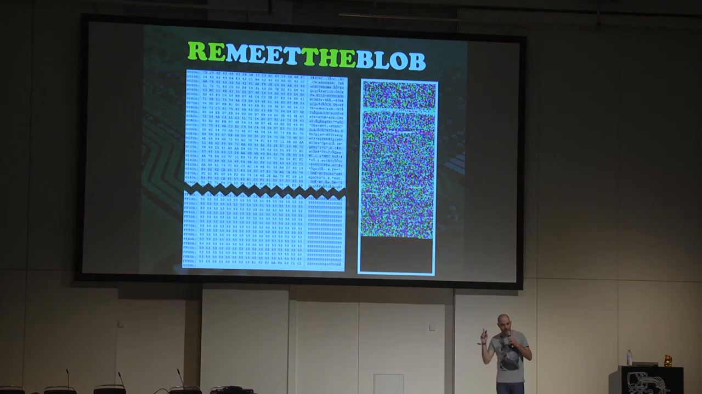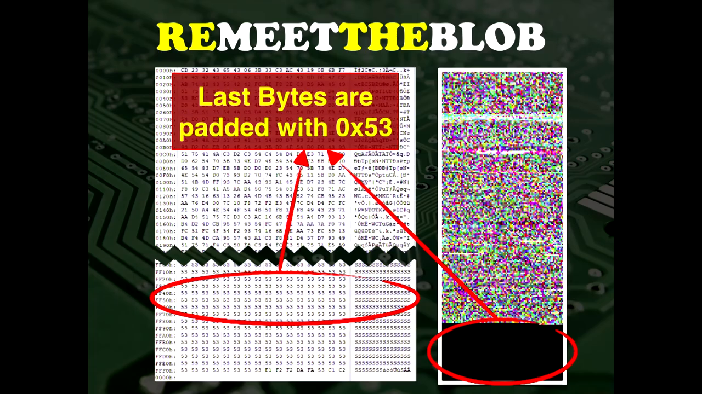Let's take another look at our blob. Not sure if you remember it, it looks something like this. Now, for those of you who have really good eyesight, you might have noticed that the end of this blob is actually composed of the same hex value. See, in this case, 53, 53, 53.